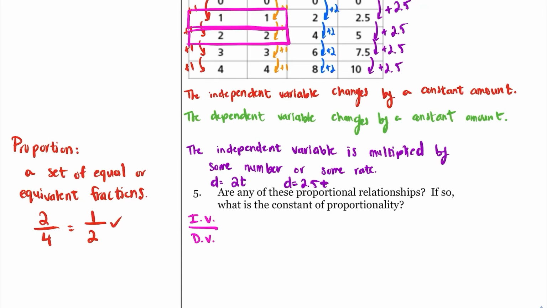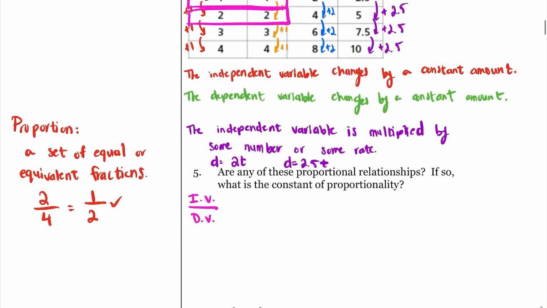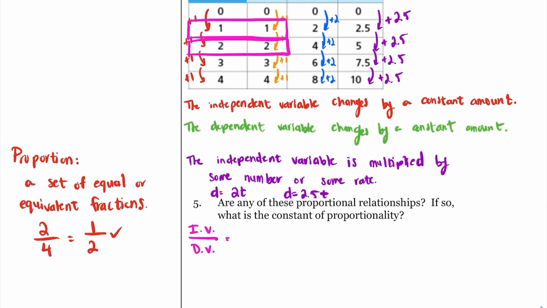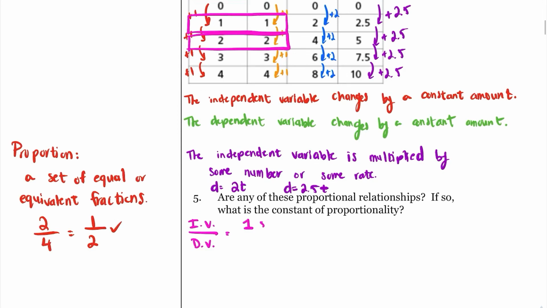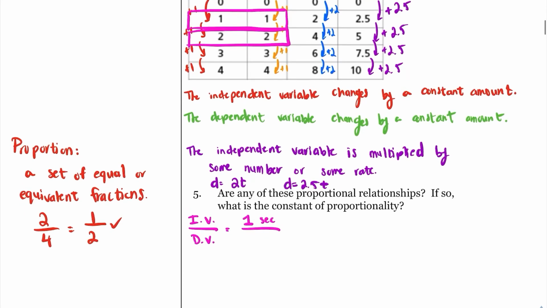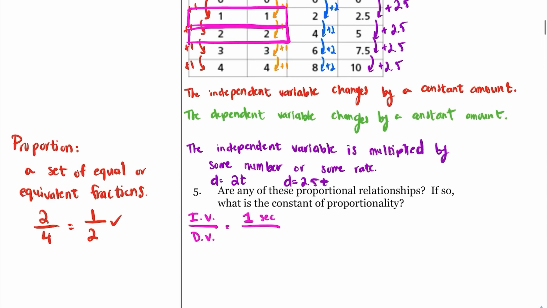So what I'm going to write is my independent variable for the first row, right, is 1 second. Or sorry, not the first row, because the first row is all zeros. I'm going to talk about that in a little bit. So we have 1, and I'm going to write the unit so you guys know where I'm getting these from. So 1 second, from the seconds column. That's my independent variable. Then my dependent variable for Alana is 1 meter.